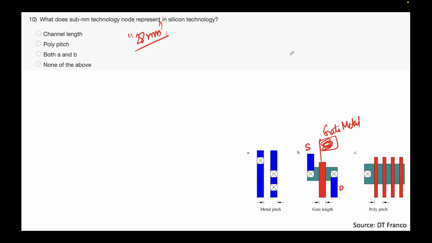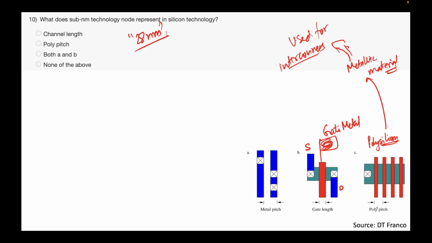There are other things that you can measure. For instance, the distance between two metal lines. This is called the metal pitch. There's something else called the poly pitch. Poly is essentially polysilicon. For all practical purposes, think of it as a metallic material. It has properties of metals, and it's used for interconnects. The distance between two such lines is called the poly pitch. This is a 2D top view that you are seeing.